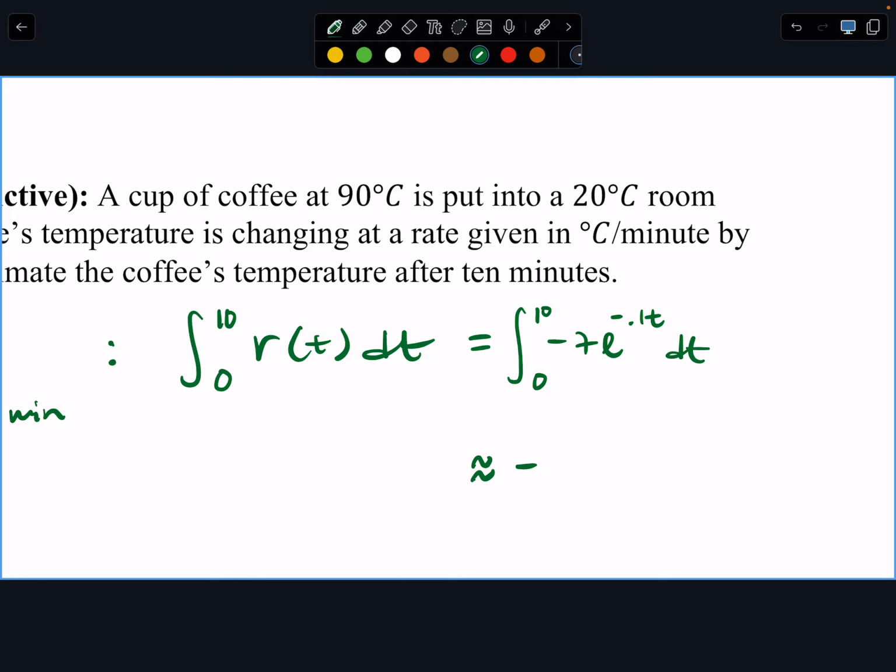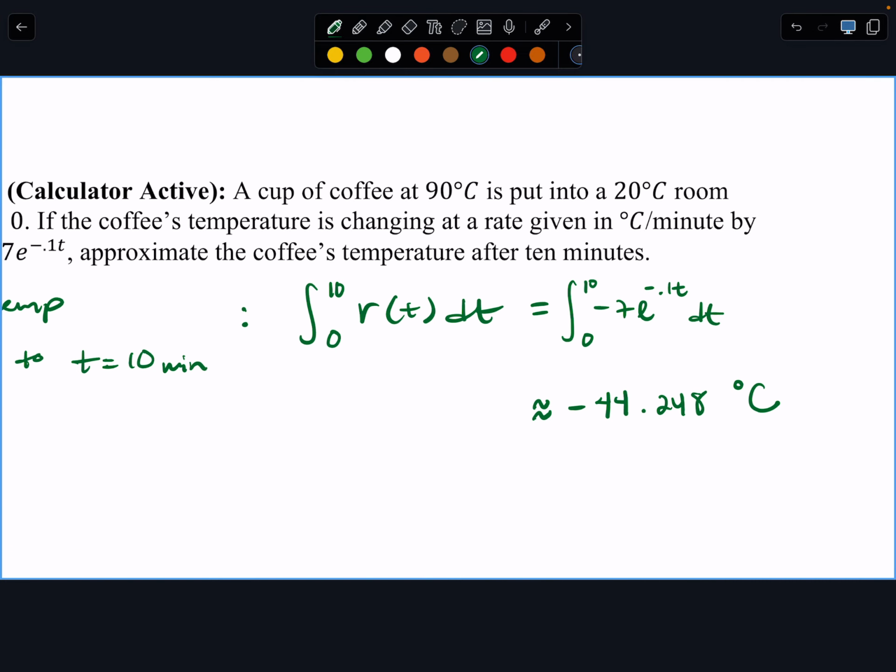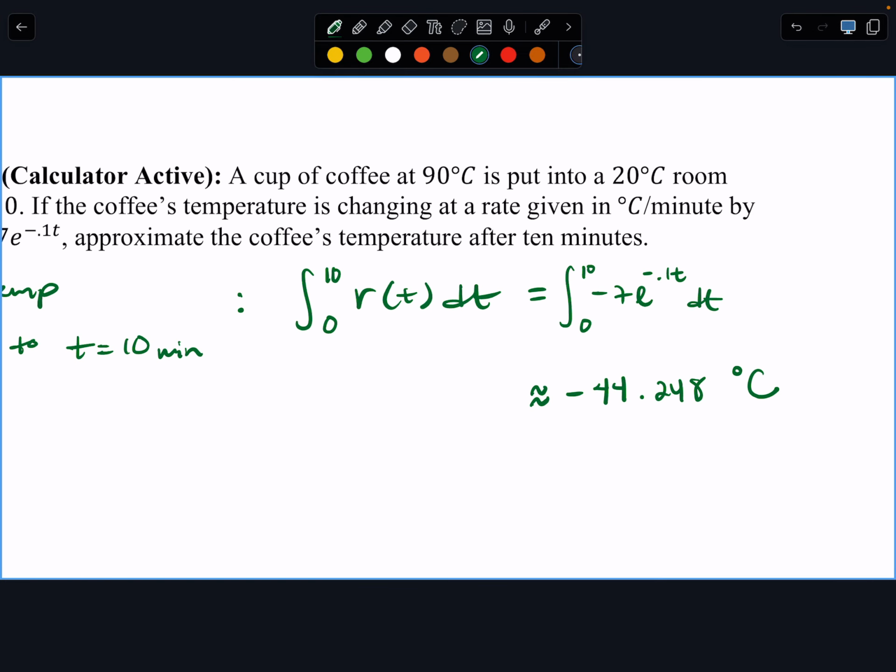Whoa. Negative, and for AP, for College Board, we round to 3 decimal places, so negative 44.248, and the units would be degrees Celsius. Okay? Now, this isn't the actual temperature after 10 minutes. This is just the change in temperature.